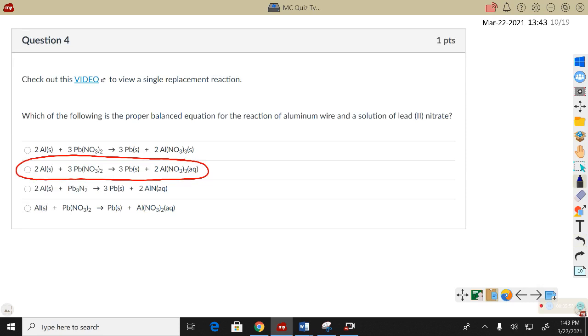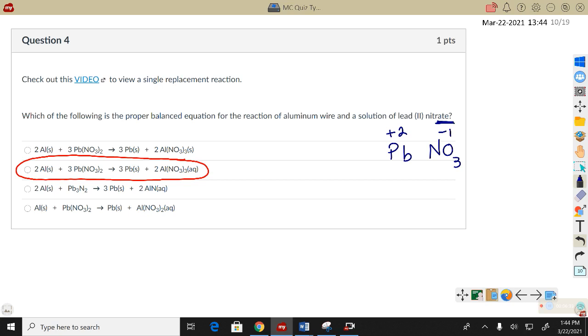Then we went on to our replacements. So we had a single replacement between aluminum wire and lead nitrate solution. The reaction worked, and so we can write the balanced equation. Aluminum should just be Al. It's not diatomic. But the lead nitrate, I might want to check this formula. Lead 2 means that its charge is 2. Nitrate with the ATE ending is the polyatomic. The polyatomic nitrate is -1.